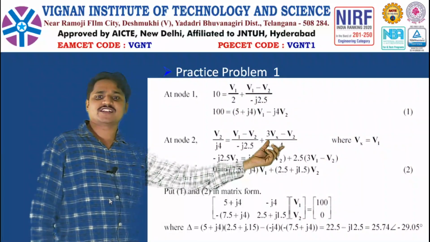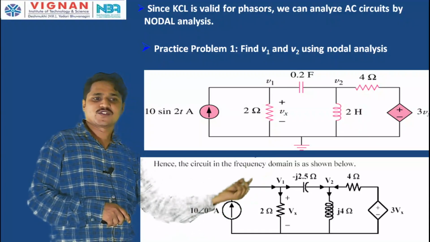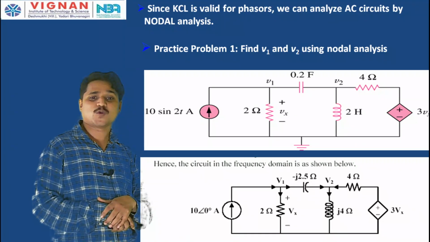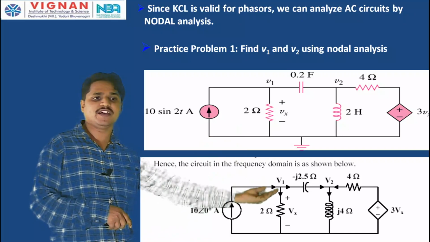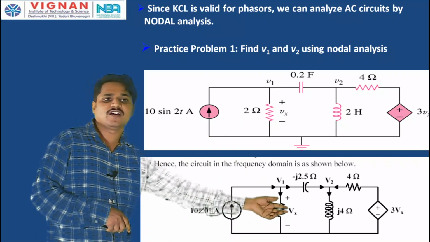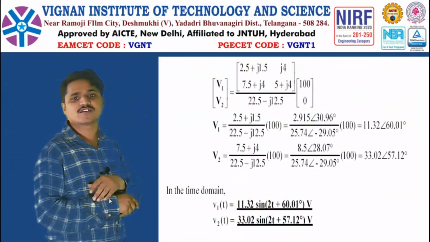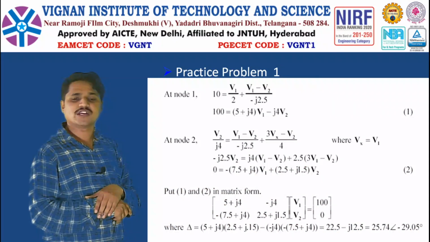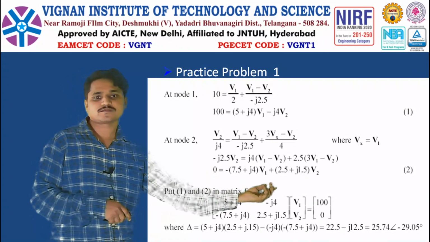What is this Vx? Vx is equal to V1. Here Vx is the voltage across the 2 ohm resistor, so Vx must be equal to V1. Therefore, we have to substitute Vx equal to V1. If you take the LCM and simplify, you will get equation 2.